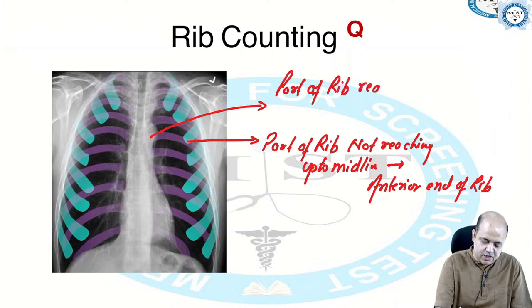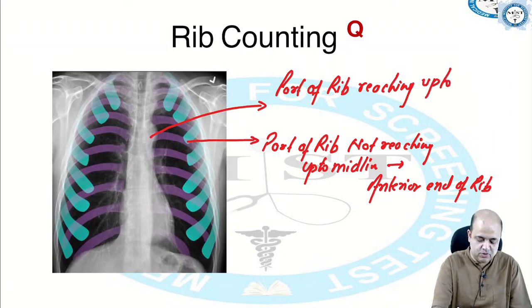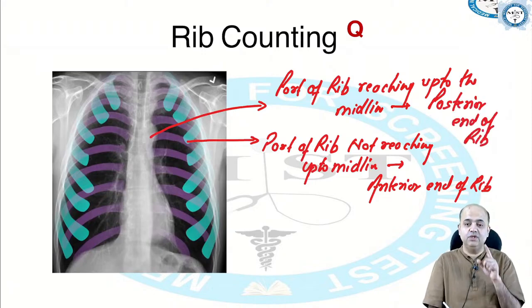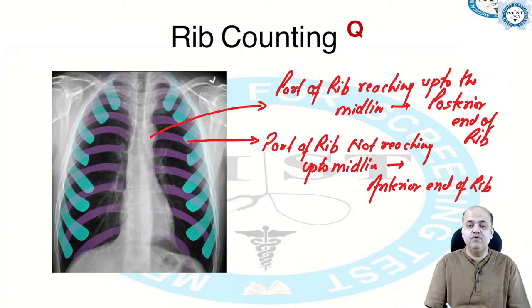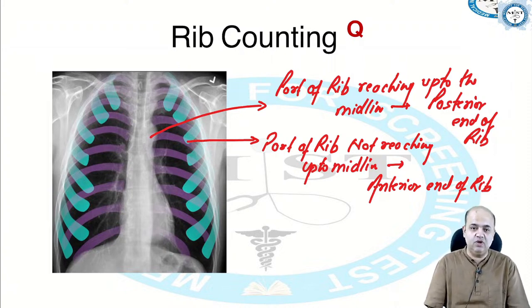Then there is a part of rib reaching up to the midline. This is the posterior end of the rib, because it is directly linked to the vertebra, and this is linked to the anterior end of the rib through the costal cartilage, and costal cartilage is not well seen on the X-ray.